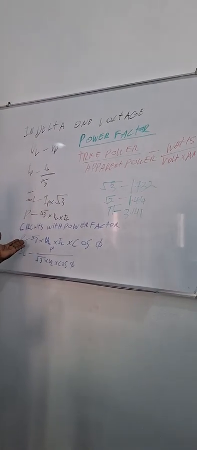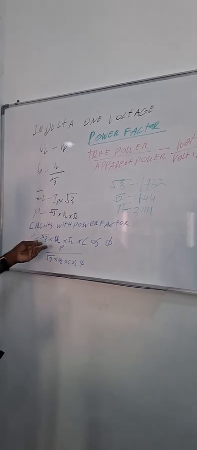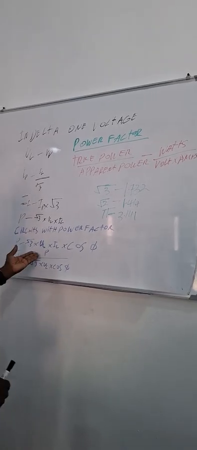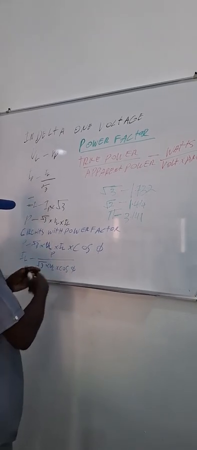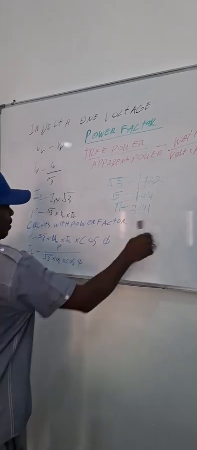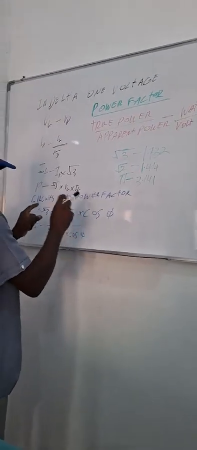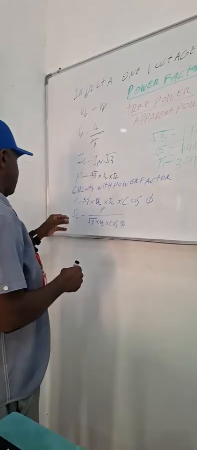What we do, we find power. To find power, we have the square root of 3, 1.732, times the line voltage times the line current times the power factor, the cosine of the angle. So this is a circuit with the power factor in the circuit.